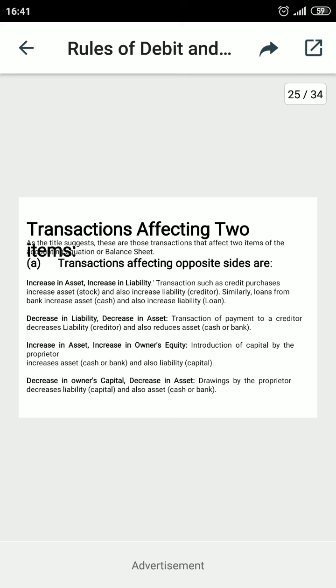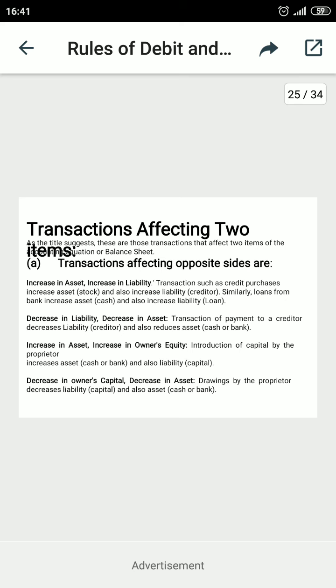Both sides are increasing. Similarly, loan from bank, the two things are here. When the loan is taken, the cash is increasing in the business, called asset is increasing, and the bank loan is a liability. The liability towards the bank to pay the loan, so liabilities also increase. So the loan is increasing the liabilities as well as cash is increasing the asset.